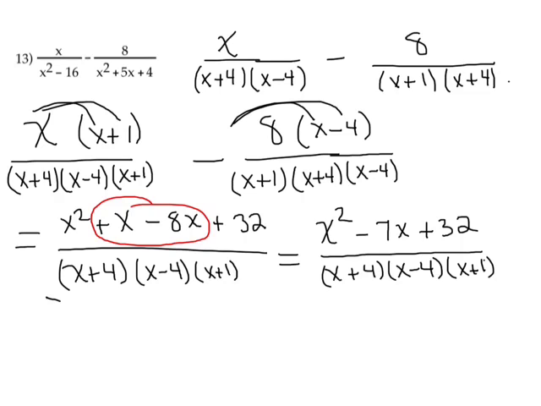The only other thing that I would check in this example is whether or not I can factor the numerator here: x squared minus 7x plus 32. In this case, I really don't have any factors of 32 that would give me negative 7 when added or subtracted. So we'll leave it like that. And so this right here that I'm boxing in for you is actually our answer. This is what we're looking for when we ask you to add or subtract rational expressions.